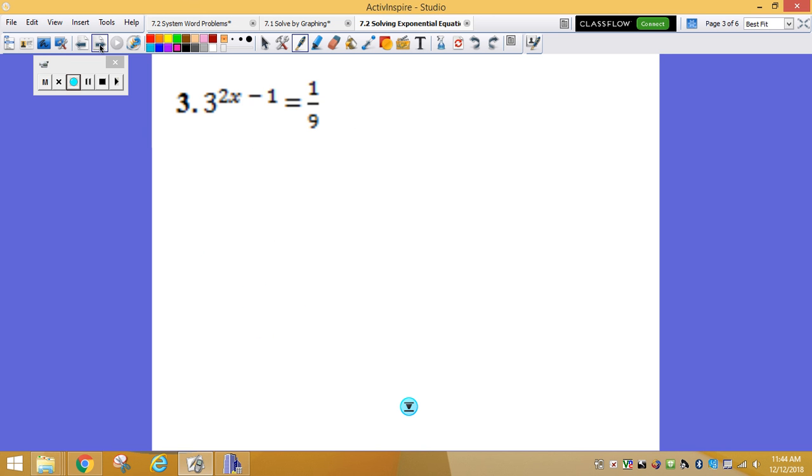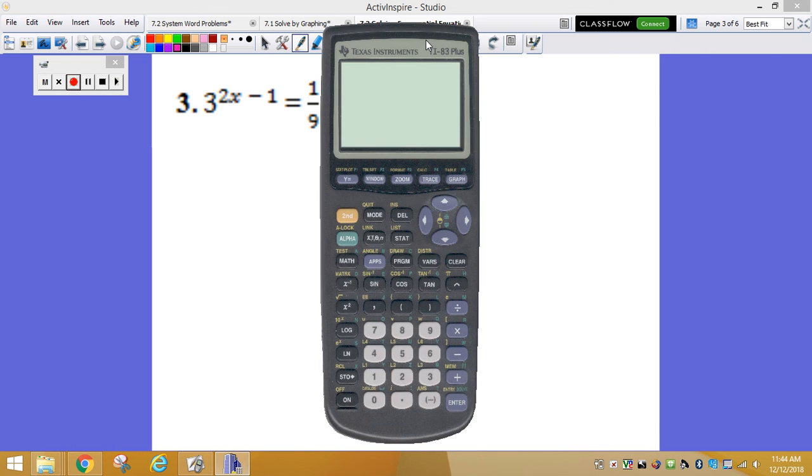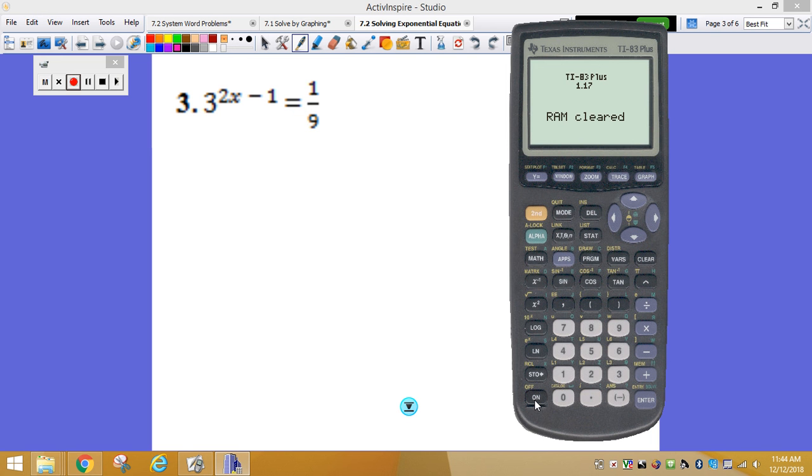Okay, let's do another one. All right, again, I don't have the same bases. But if you know anything about exponents, the way you get to a fraction is you do a negative exponent. Let me show you. If I did 3 raised to the negative 2, you get 0.11111, change it to a fraction, hit math, enter, enter, and I got 1/9. So this 1/9 is really 3 raised to the negative 2.